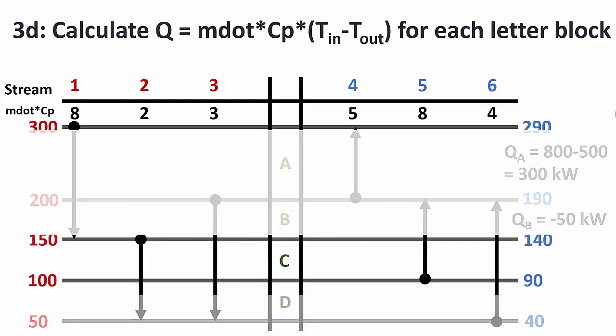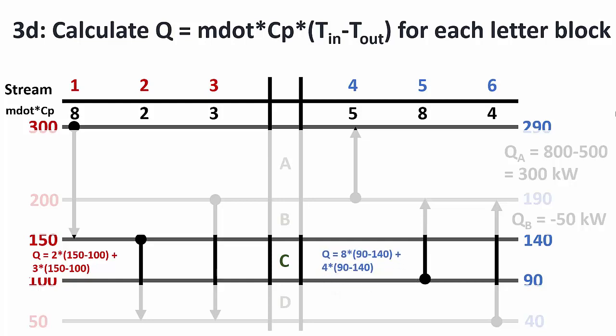Let's move on to block C now. Again, we have 2 streams on the cold side and 2 streams on the hot side. Starting with the hot side, we have these flow rates times heat capacity times delta T's, and on the cold side we have this for our Qs for each of those streams. We add these 4 and we get an overall heat for block C of minus 350 kilowatts.